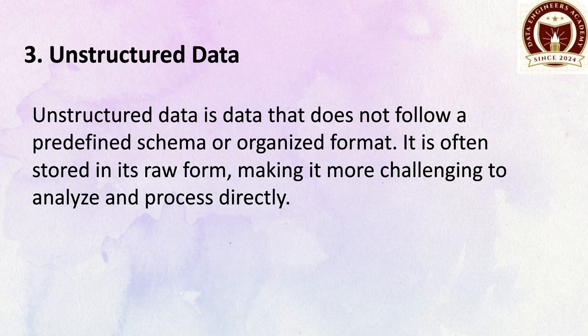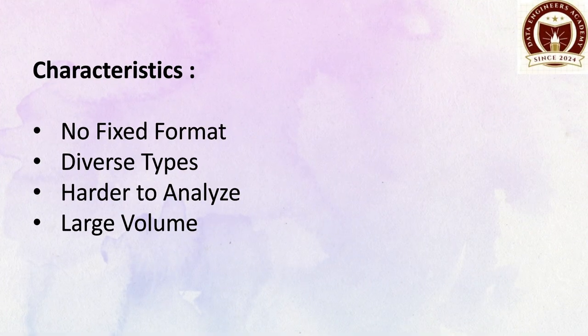Let's see the characteristics of unstructured data. First one is no fixed format. It lacks a predefined structure or schema and can't be stored in a traditional database without processing. That means it does not follow a specific layout. Examples include emails, photos, videos, social media posts, and text messages. It does not have any fixed format.